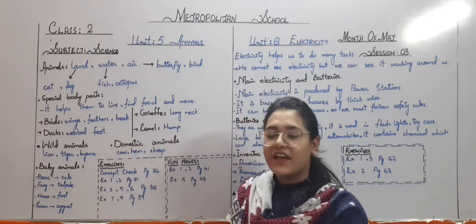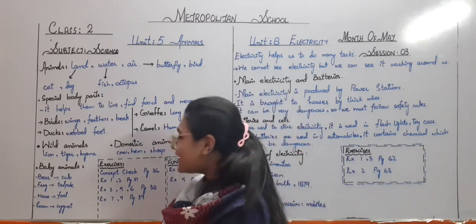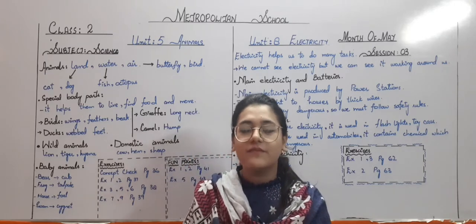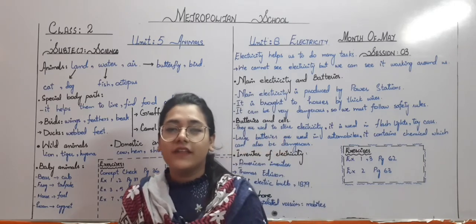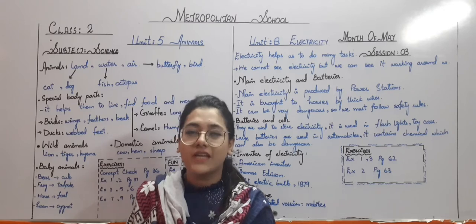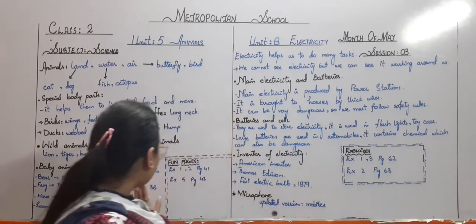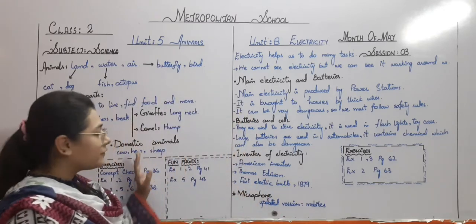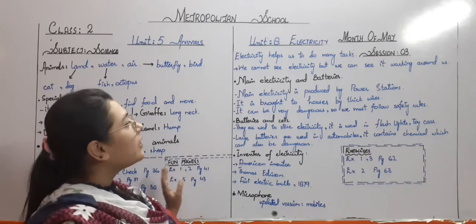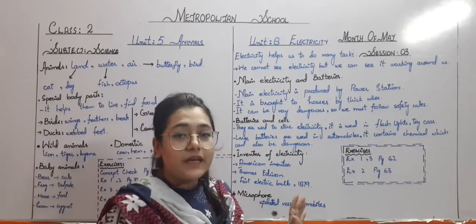Then we have exercise 5 on page number 43, in which we have some feeds given. We have some mark of the feed and we have to write whether this feed belongs to which animal, right? So we have covered the exercises of unit number 5 and the fun pages after that. Now we have to start unit number 8, electricity.